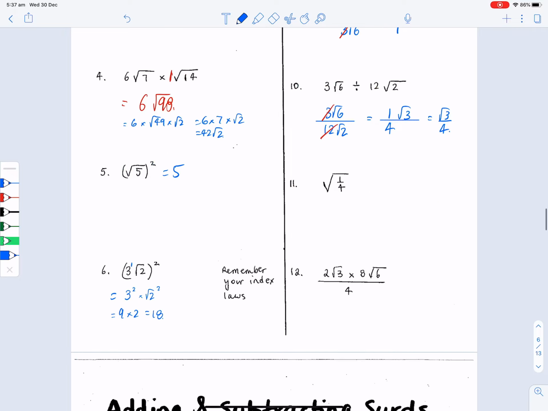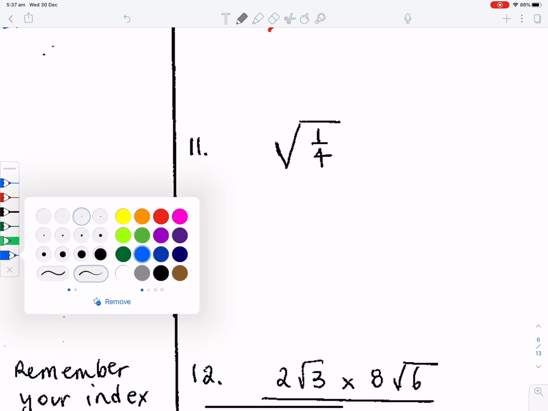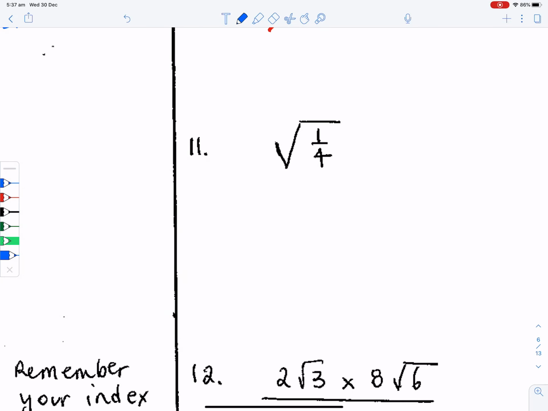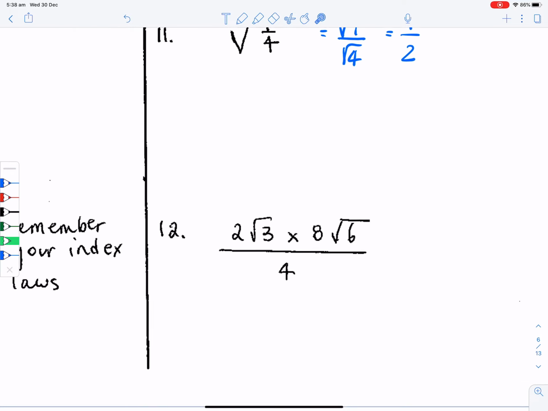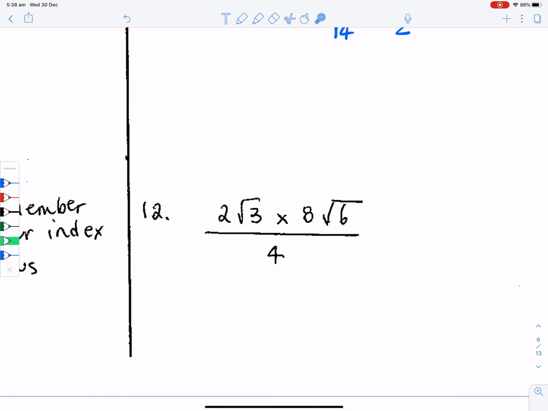This question, root 1/4, is going to be rewritten as root 1 over root 4. Now root 1 is 1 and root 4 is 2. So we actually benefited in this question by taking the question and rewriting it like this, which then simplified to this. So you must assess the question and decide what's best in that particular scenario. And what I've done here in these examples is given you a range of questions so you can experience that.